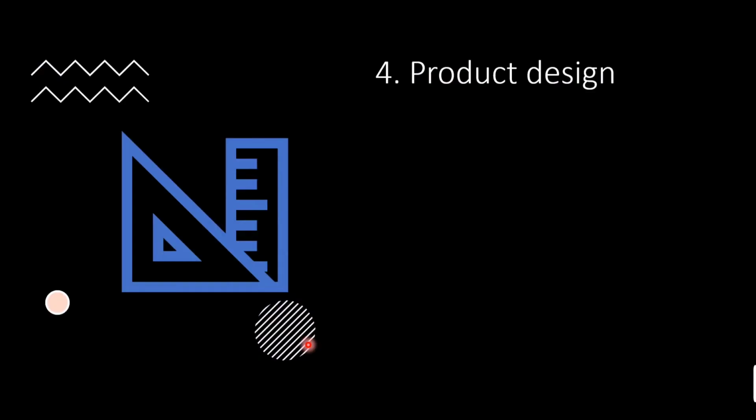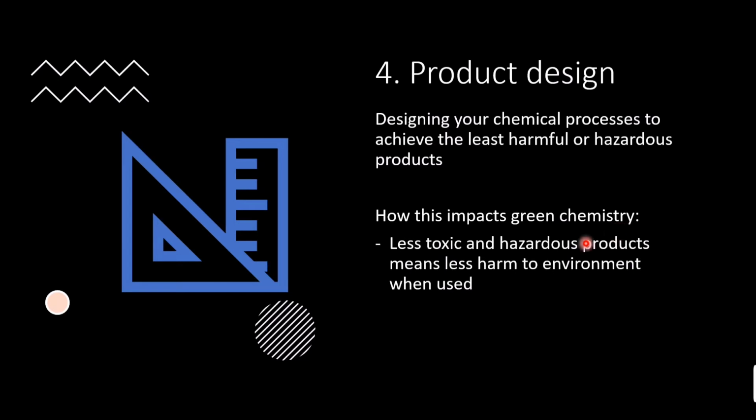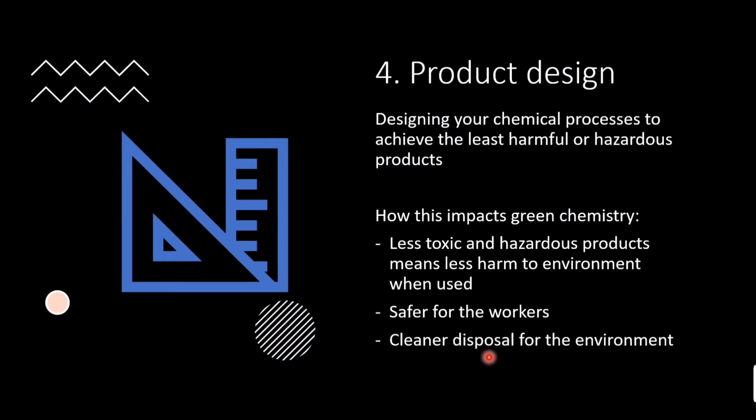Our fourth principle is product design. This is designing your chemical process to achieve the least harmful or hazardous products. So how does having less harmful products impact our green chemistry? The less toxic and hazardous our products are, the less harm they can do to the environment when they're used, which is pretty self-explanatory. It is safer for the workers who are conducting these chemical processes, and it means there is a cleaner disposal. If we do need to dispose of these products eventually, they will not be as harmful to the environment when they are disposed of.